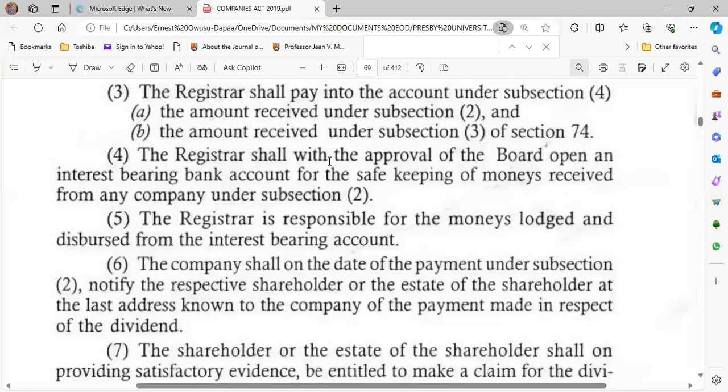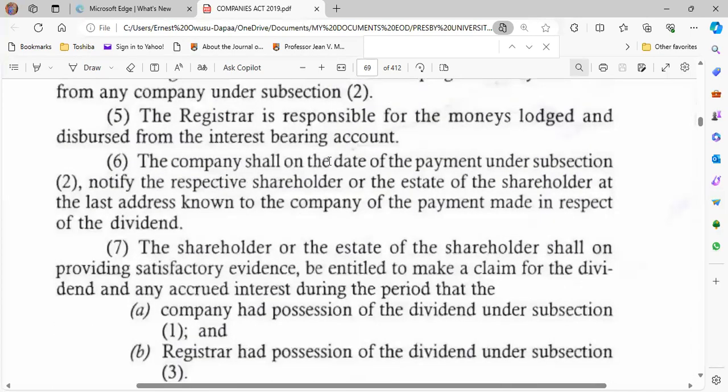Subsection 5, the registrar is responsible for the monies lodged and disbursed from the interest-bearing accounts, as I told you. All the various companies in the country where dividends are declared, people don't come for it within, let's say, 3 months plus 12 months, about 15 months. The monies are supposed to come to the Registrar of Companies and be deposited in this account, and this account is actually controlled by the registrar.